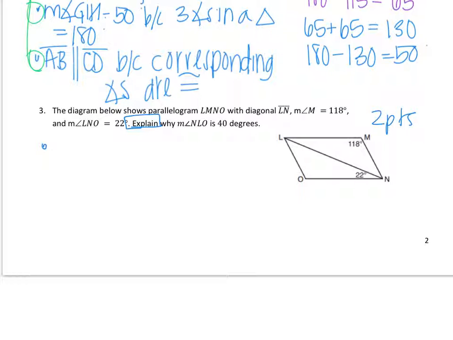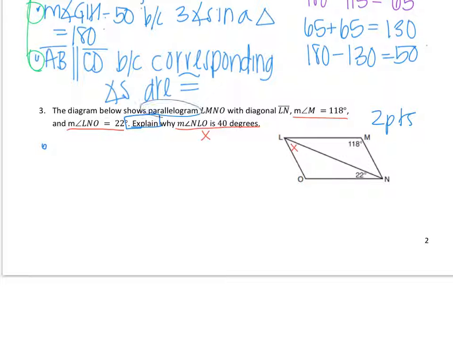So it says the diagram below shows parallelogram LMNO with diagonal LN, and the measure of angle N is 118, which is already labeled for you, kind of nice. And the measure of angle LNO is 22. Explain why the measure of angle NLO is 40. Now what we're going to do, instead of actually just putting a 40 right on the picture, we're going to call it X and put the X in our picture. We're going to solve for X and show that it does end up being 40 while explaining along the way.